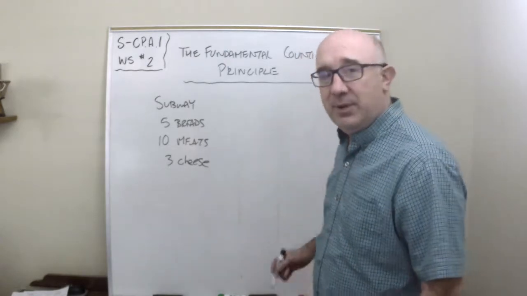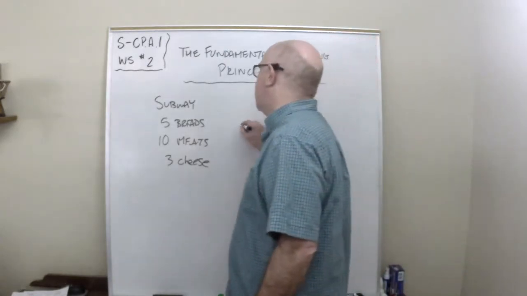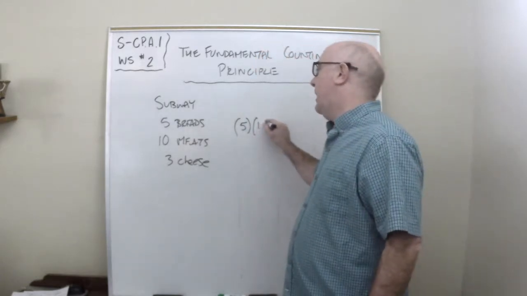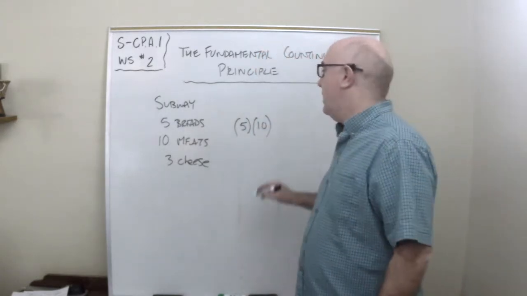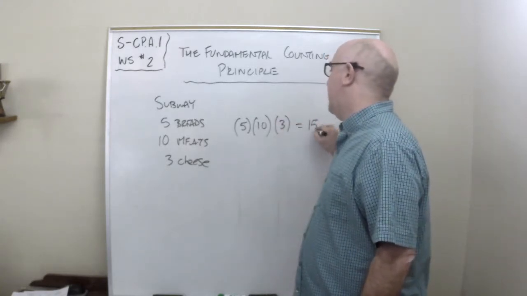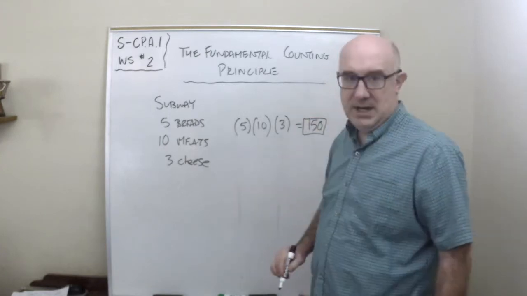Well, the fundamental counting principle states this very simple thing. You'd just take the 5 bread, you'd multiply it by the 10 meat, and then you'd multiply that by the 3 cheese. And then they would say, there's 150 different ways.